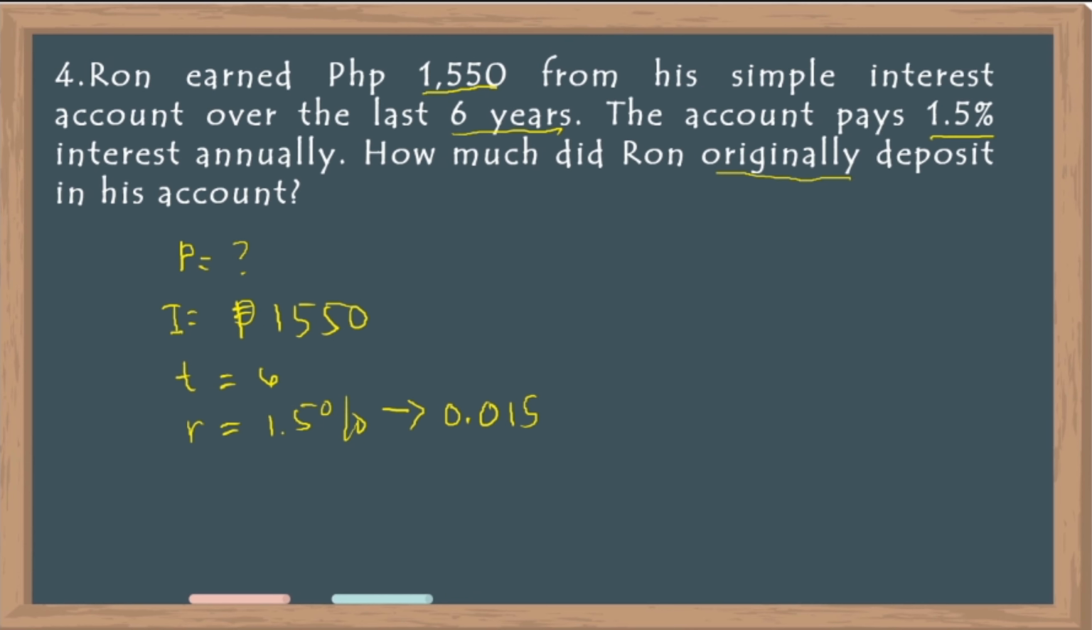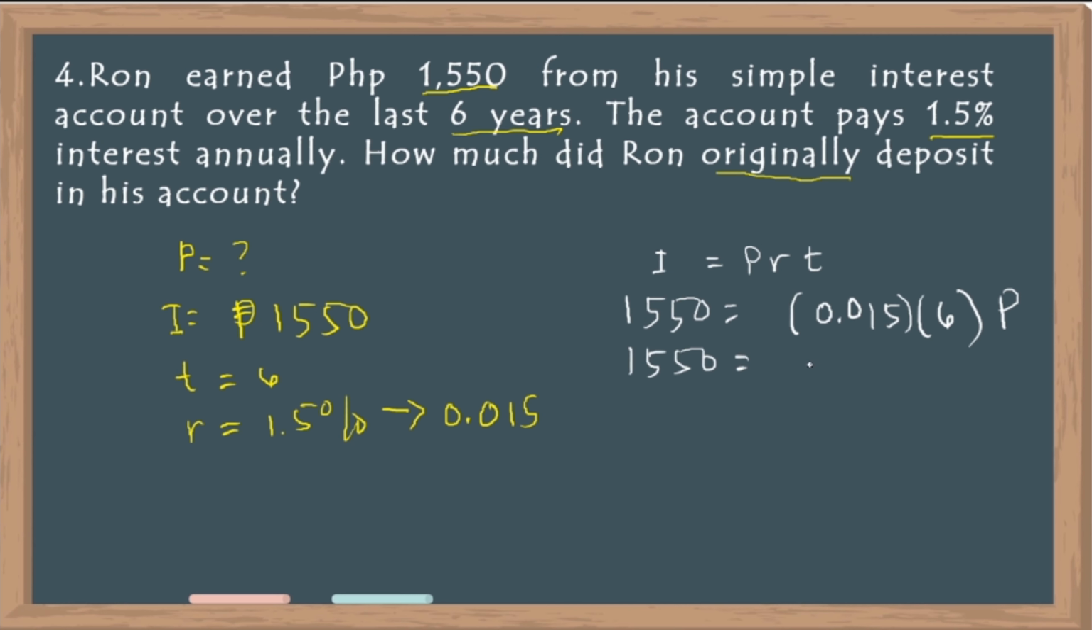Then, we use the formula I is equal to PRT. Meron tayo nito, no? Yung I, which is 1,550. Meron ba tayong P? Wala, kasi iyan ang hinahanap natin. So, we just copy P. What is our rate? 0.015. What's our time or term? 6. So, ayusin lang natin, no? Yung P, sabi ko yung variable usually nasa dulo. Okay? Then, copy this one.